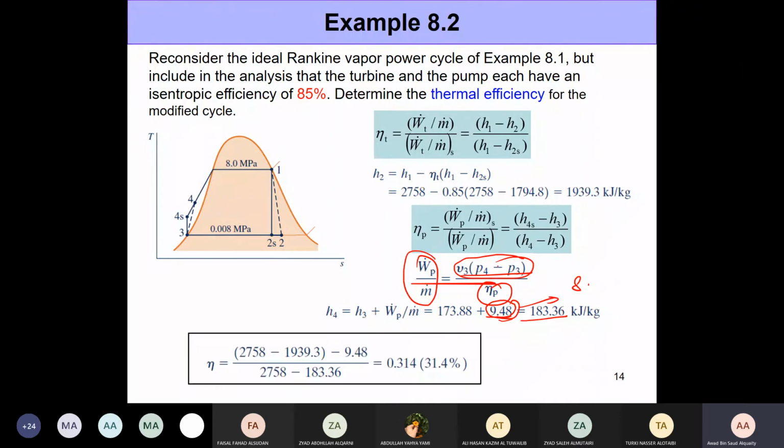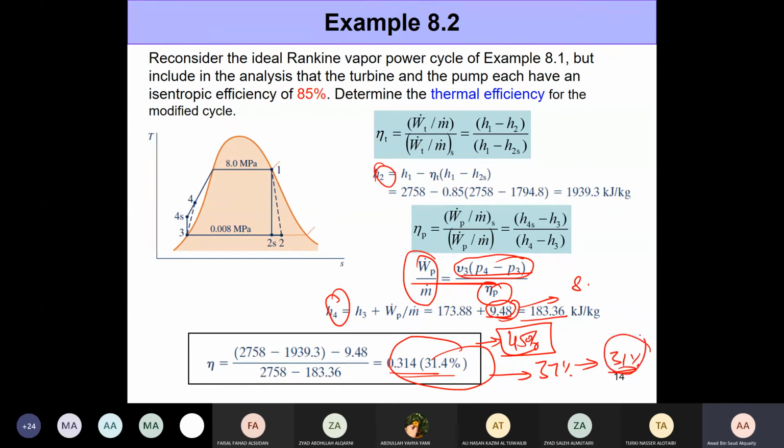All right, so once you have the updated values for H4 and H2, we can plug them into this thermal efficiency equation, and this is what we get, 31.4. So we said the thermal efficiency of practical power plants is approaching 45%, but the thermal efficiency that we're having here is 31%. And if you notice, it's a huge drop. We had 37.1 in the reversible or ideal case. But when we consider the isentropic efficiencies, it came down to 31%.